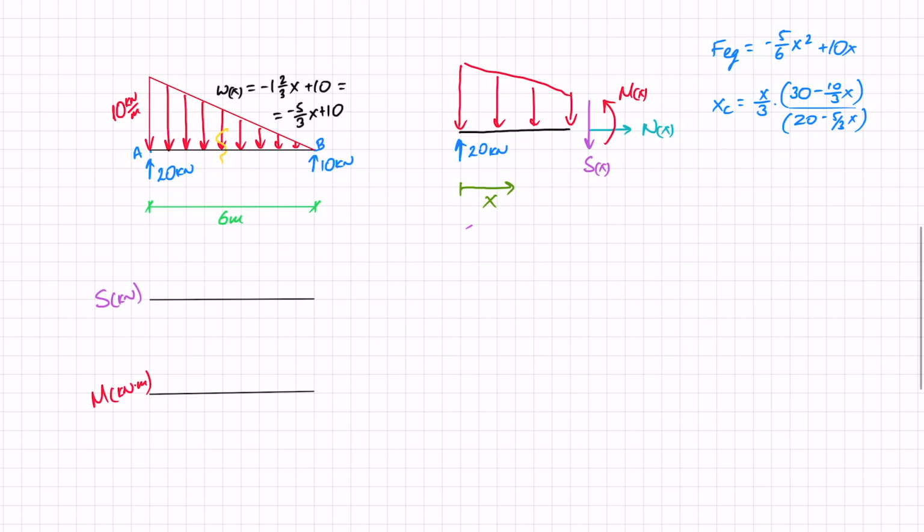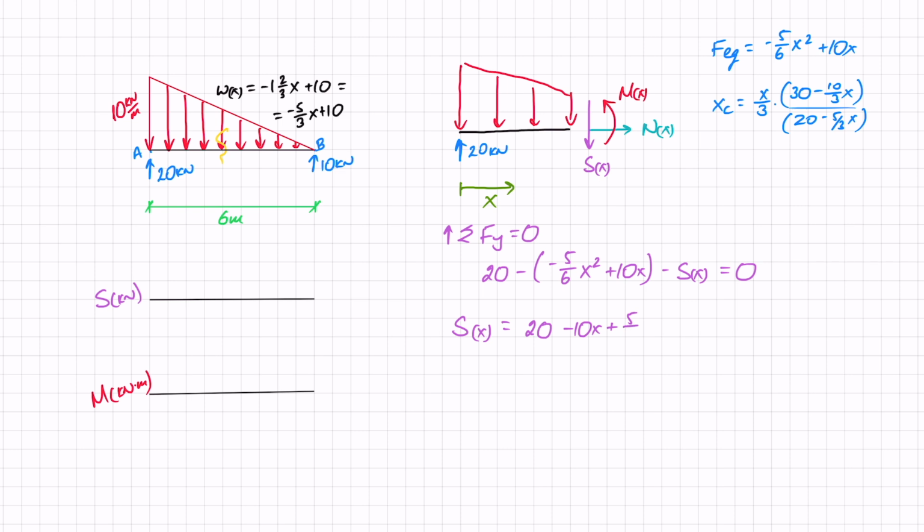Let's start off by looking at the shear. To do that, I'm going to do sum of forces in y equals 0. So I've got 20, then I've got this equivalent force, so minus 5/6 of x squared plus 10x. And then I've also got minus the shear force. So the shear force in this case is going to be 20 minus 10x plus 5/6 of x squared.